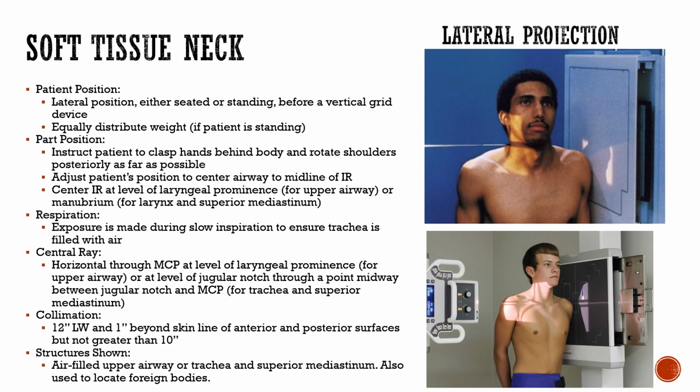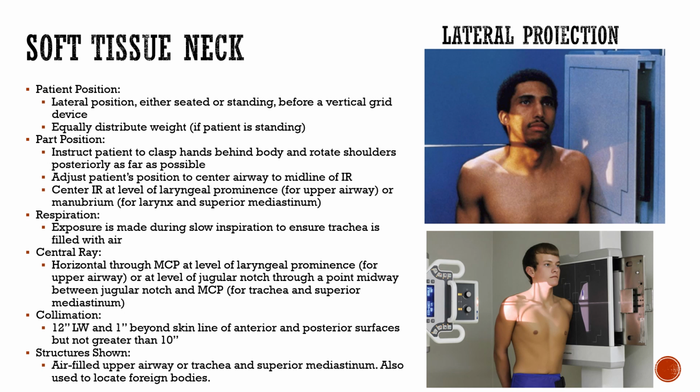On the lateral projection, we're going to do something very similar to the AP. The patient is typically standing upright or seated before a vertical grid device. We're going to equally distribute weight. They're going to clasp their hands behind their body and rotate their shoulders posteriorly as much as possible. We're going to center the airway to the midline of the image receptor, and we're going to center at the same locations as we did for the AP.